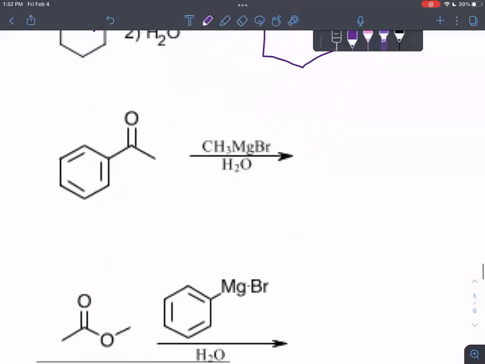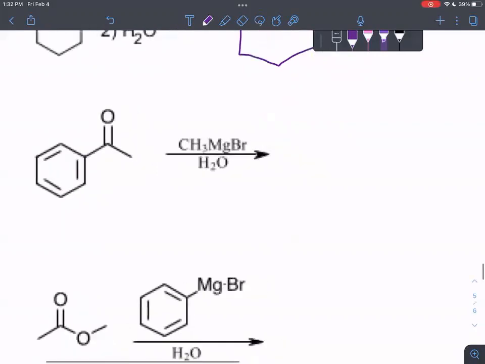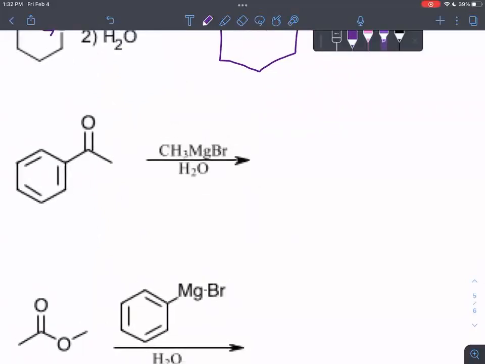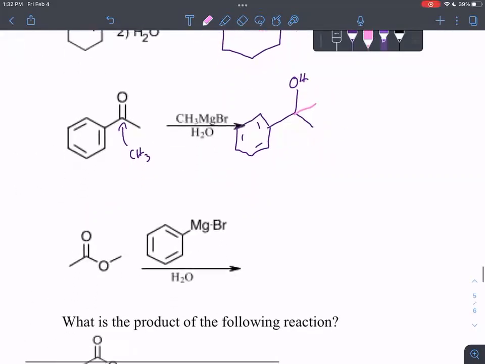So for this one, what kind of carbonyl do we have? So how many additions are we gonna do? One. And what's that gonna give you? Another tertiary alcohol. You're basically just replacing one of these double bonds with whatever is attached to your Grignard.